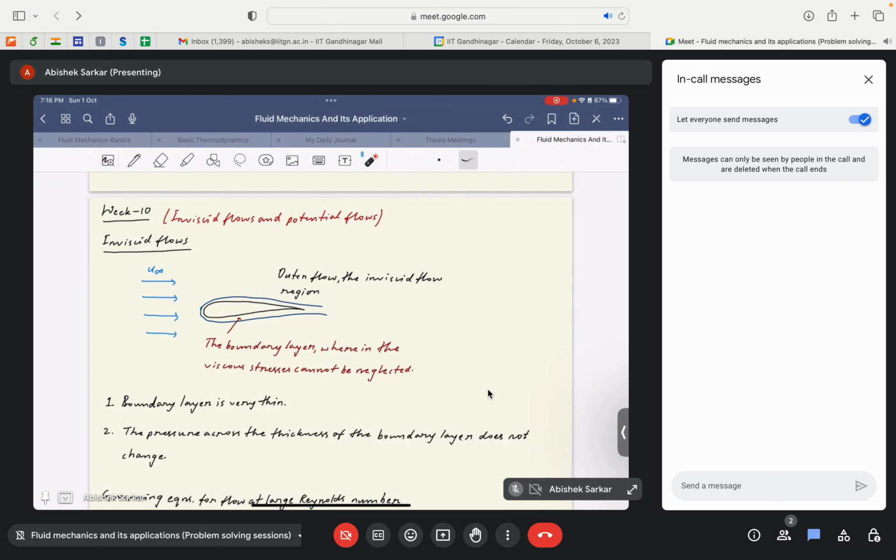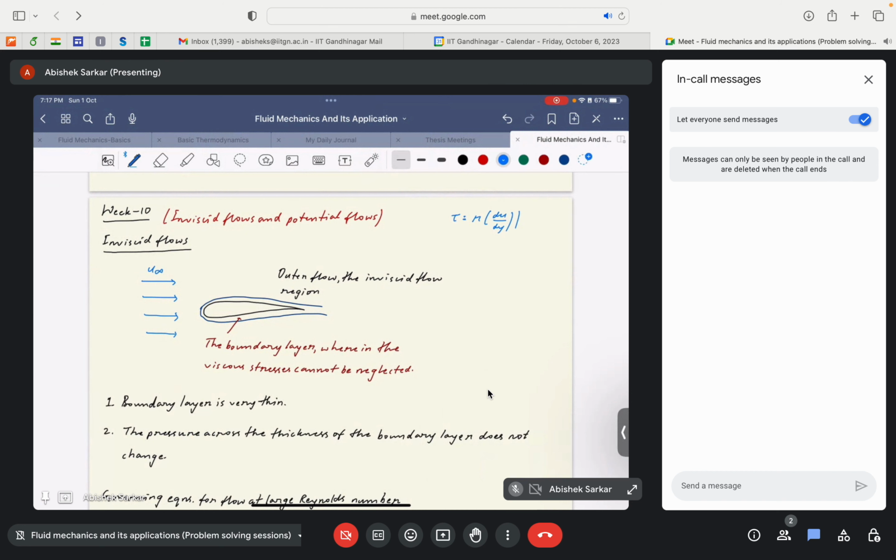And there again we also saw that it's not that the viscosity of the fluid is zero in the outer region, but that the velocity gradients in the outer region are so small that they are not able to manifest the shear stresses because of the presence of the wall. Because we know, and I would like to repeat it again, that shear stress is given by mu del u by del y.